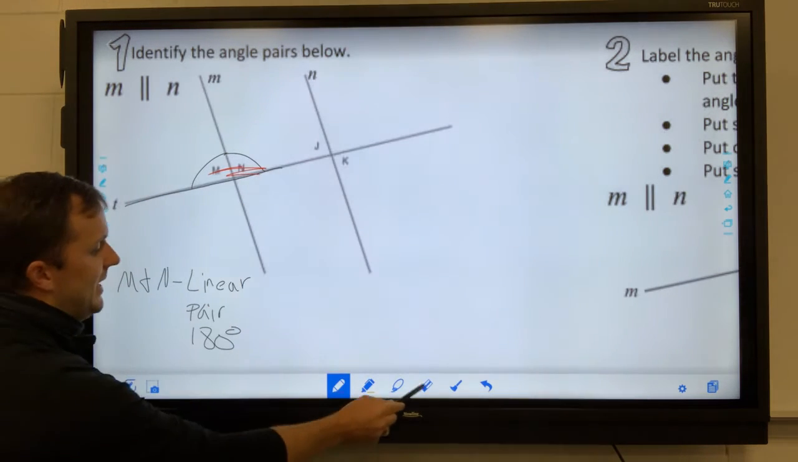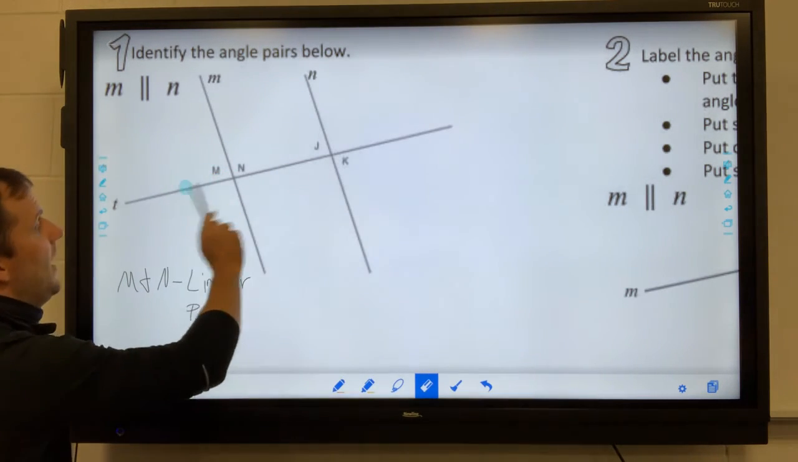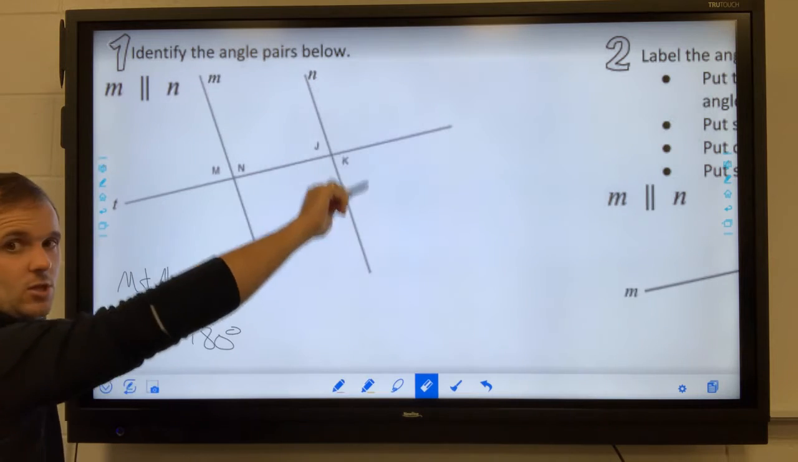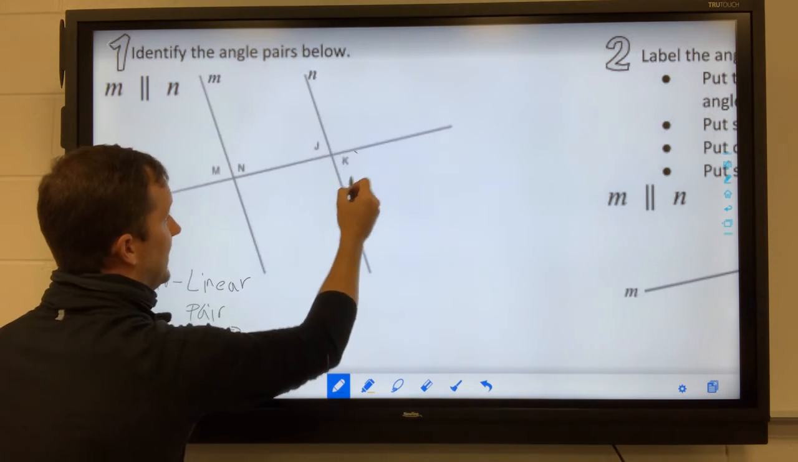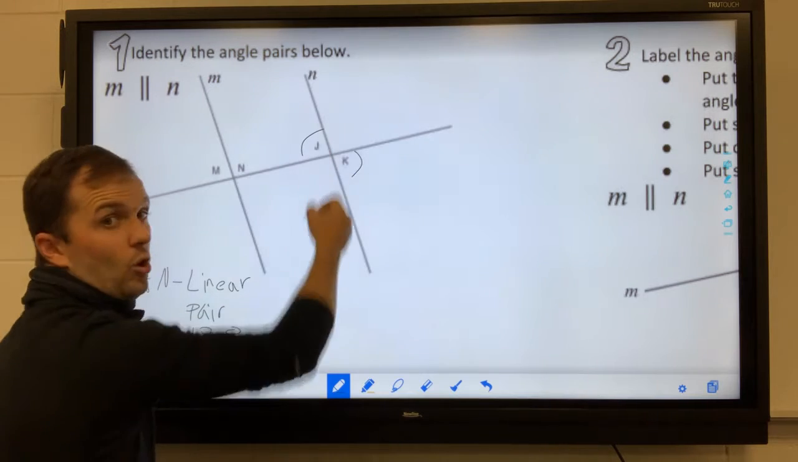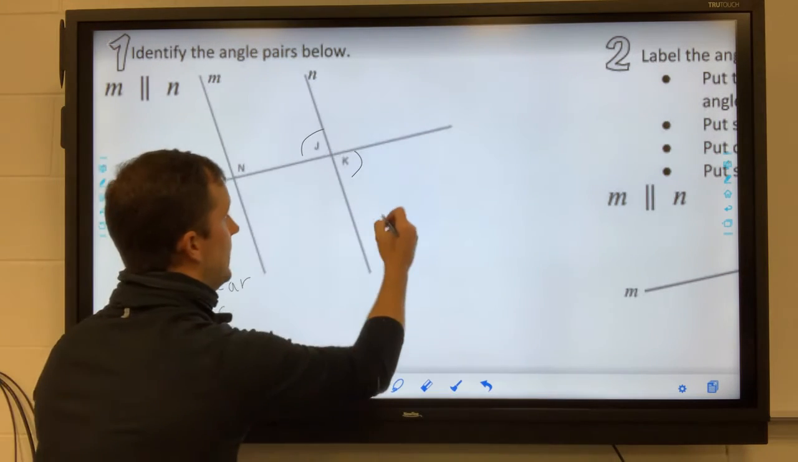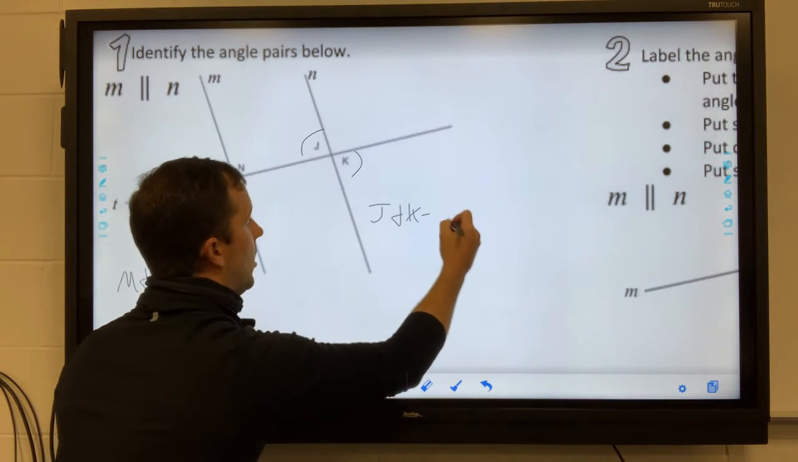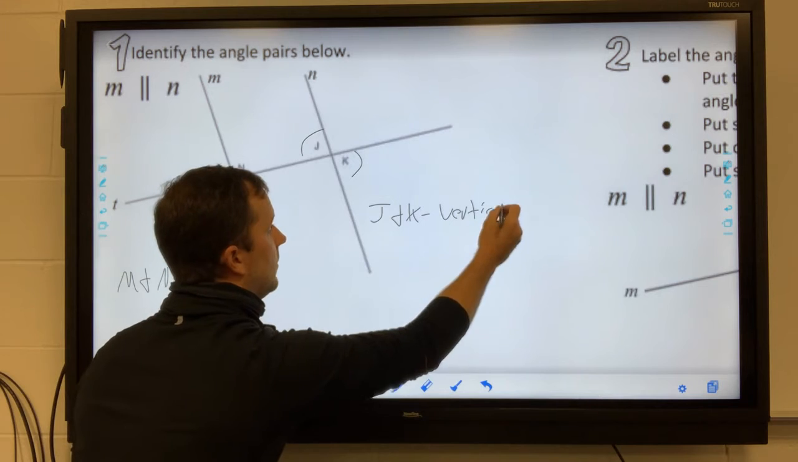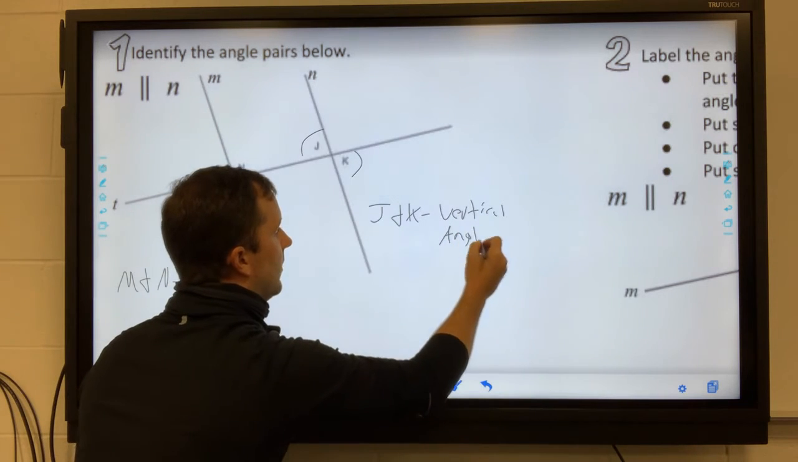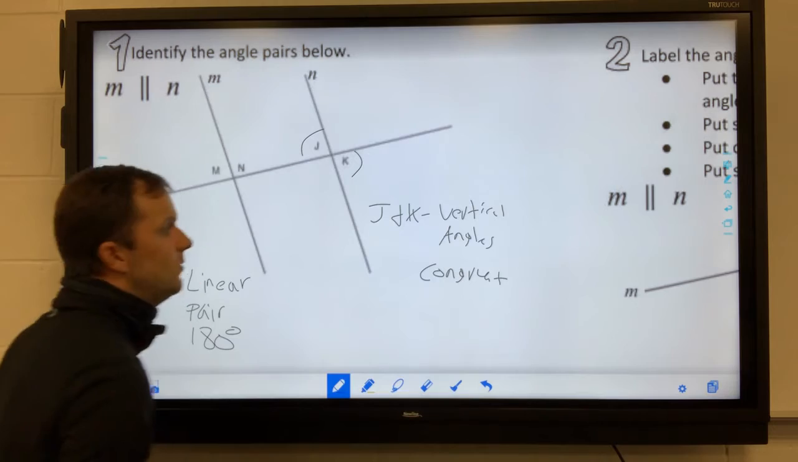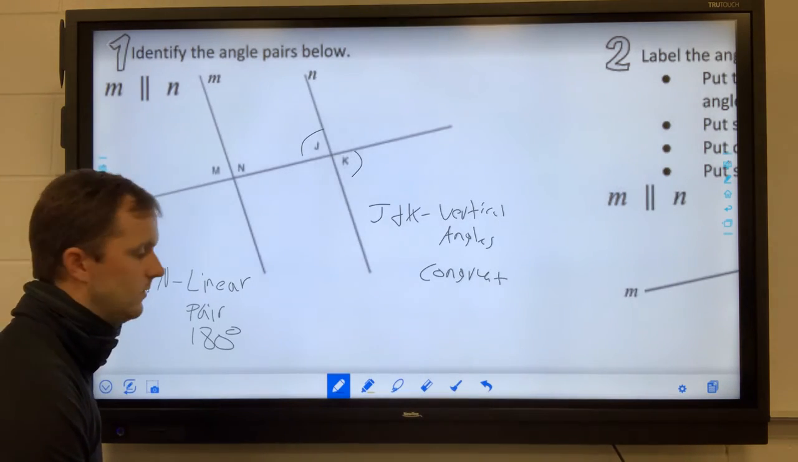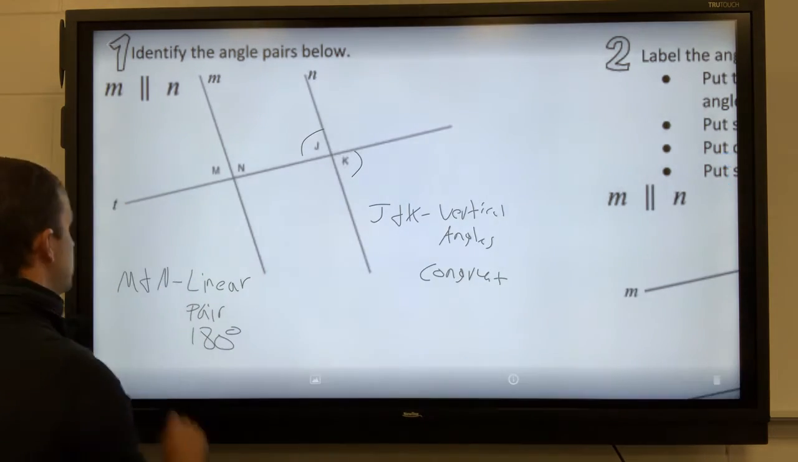Now looking at J and K, they are going to be opposite of each other. So looking at your definition, when two angles are opposites of each other like this, they're going to be vertical angles. So J and K are called vertical angles. Vertical angles are congruent, meaning they're equal to each other. They're vertical angles, okay?